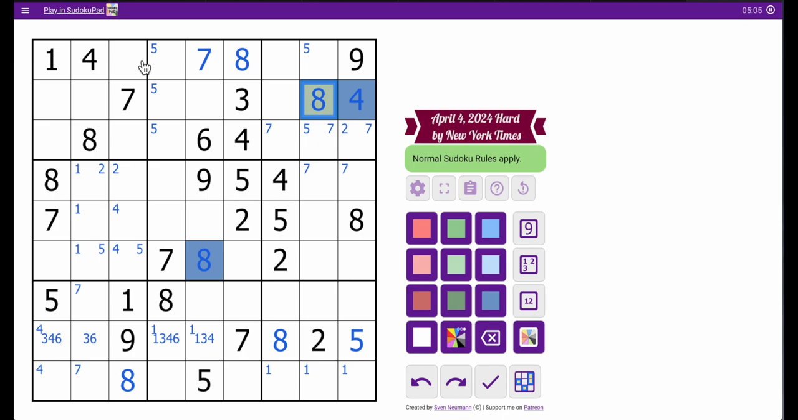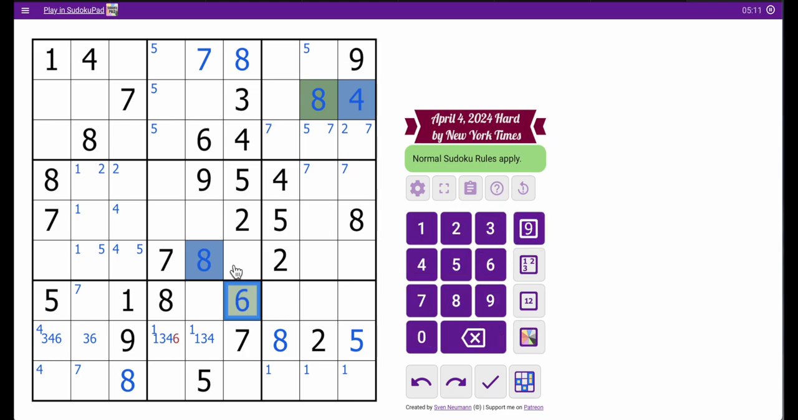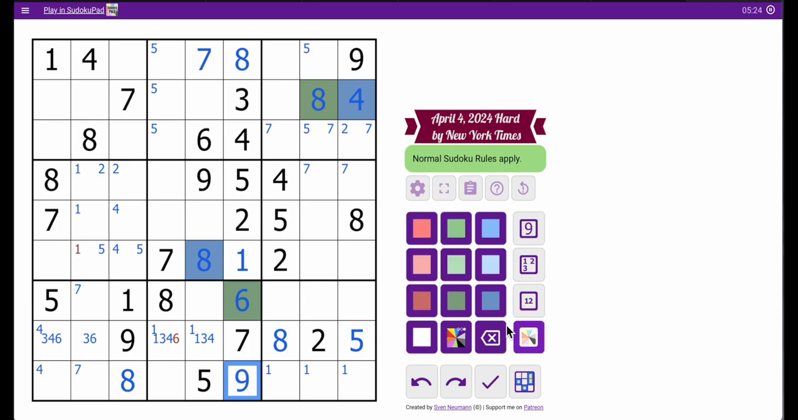Anyway. I need 1, 6, and 8 here. Well, guess what? That's another green digit because that can only be 6. Now, that has to be 1. That has to be 8. No. 9. So that's a follow-on digit. That's a follow-on digit.